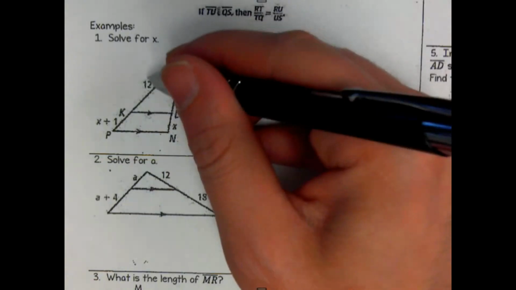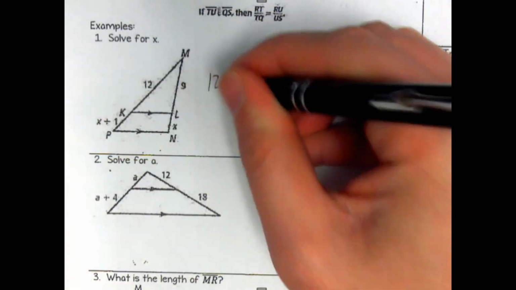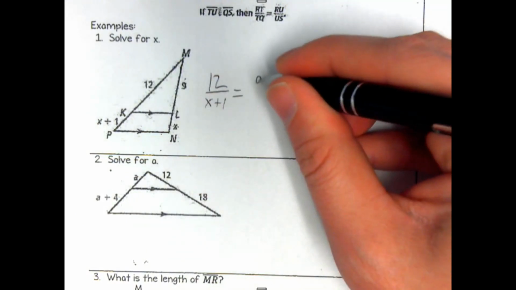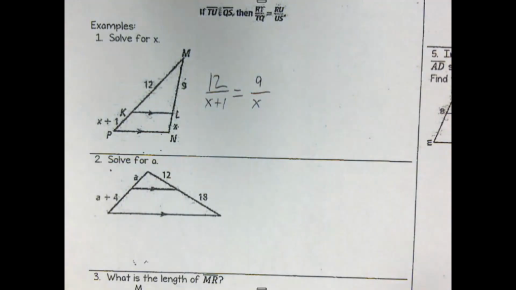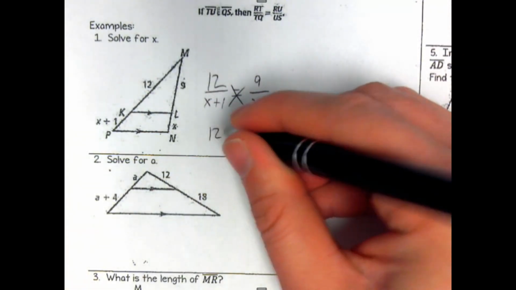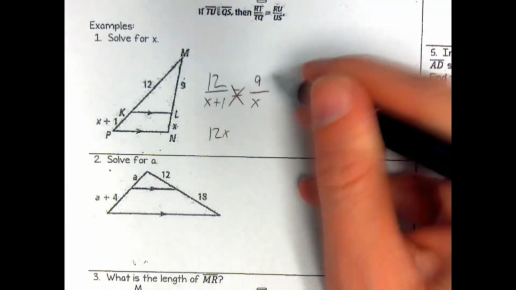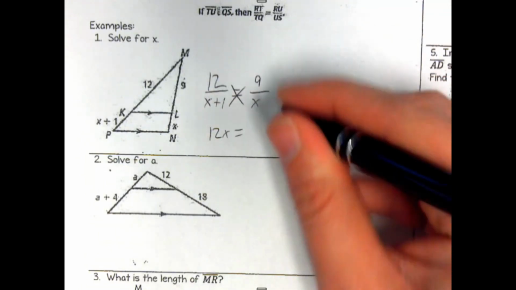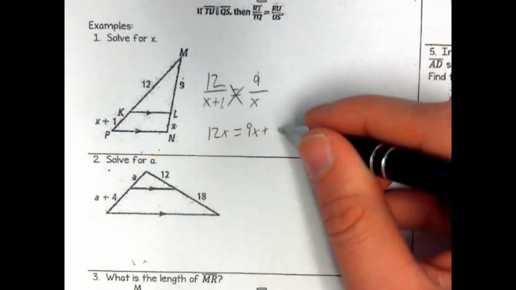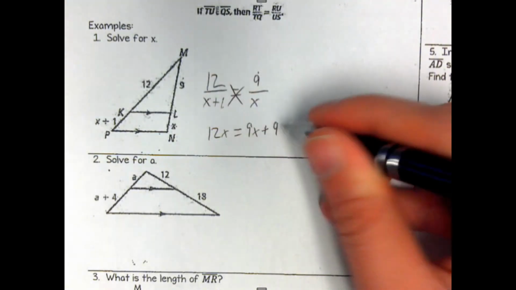Given that KL and PN are parallel, and KL crosses these sides, that means that 12 over x plus 1 is going to be equal to 9 over x. And then we're going to cross multiply. So 12 times x is 12x. X plus 1 times 9, we have to distribute, so it's going to be 9x plus 9 times 1, which is 9. So 9x plus 9.